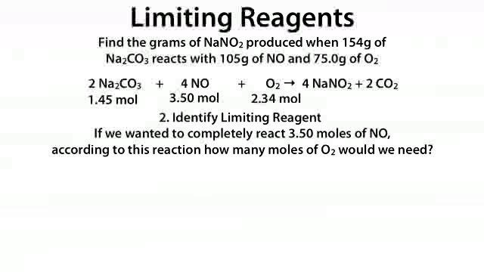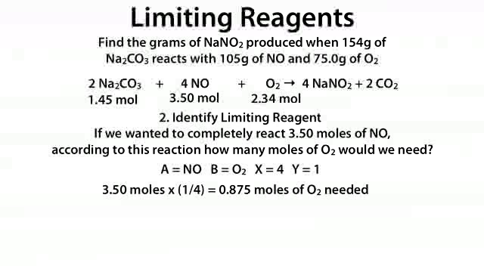Now to move on, 3.50 moles of NO, if we want to completely react that amount, how many moles of O2 would we need? So since now we have NO, we're looking for O2. The coefficient in front of NO is 4. The coefficient in front of O2 is 1. So we now multiply 3.50 moles of NO by 1 over 4 to give 0.875 moles of O2 needed. So we would need 0.875 moles of O2 to completely react the 3.50 moles of NO.